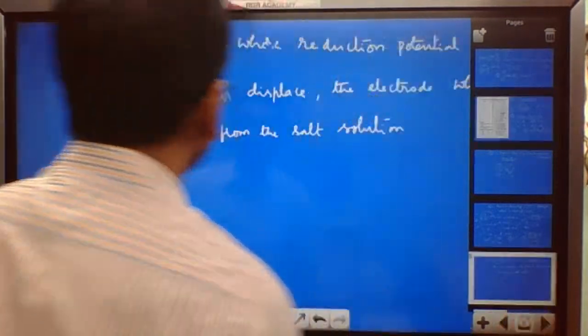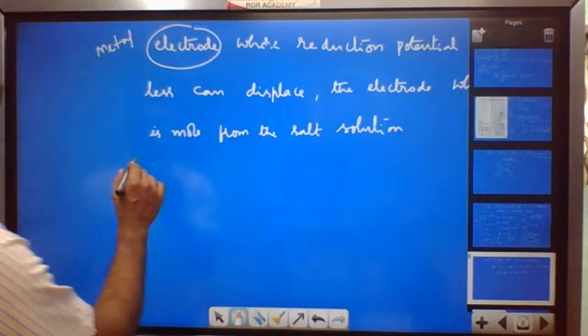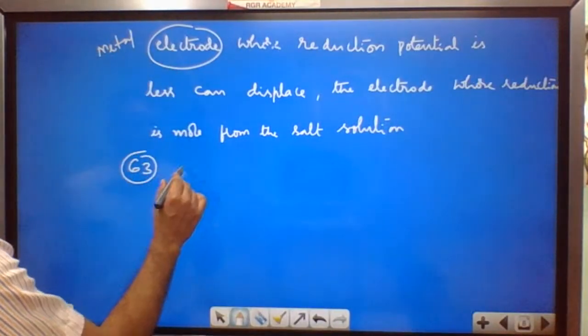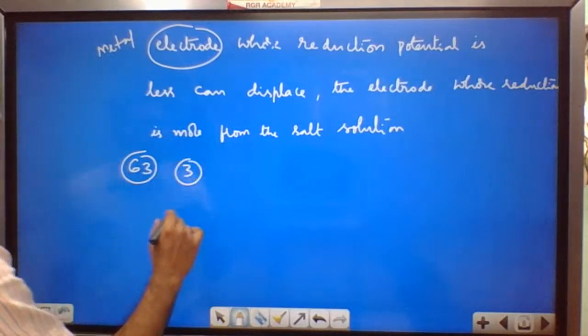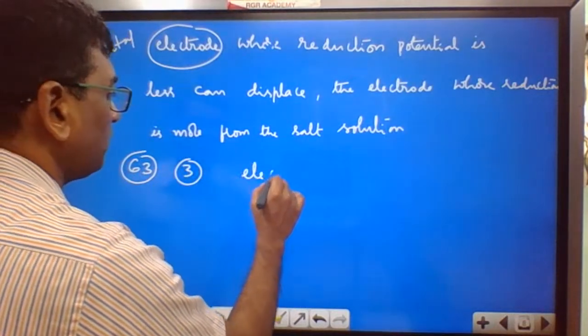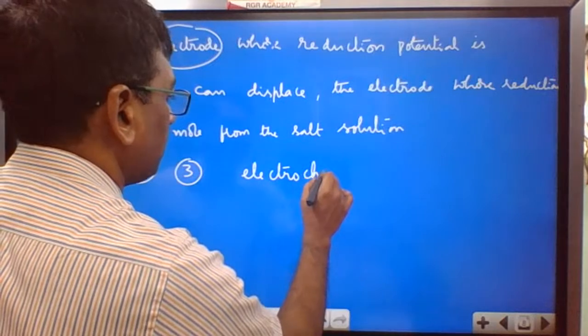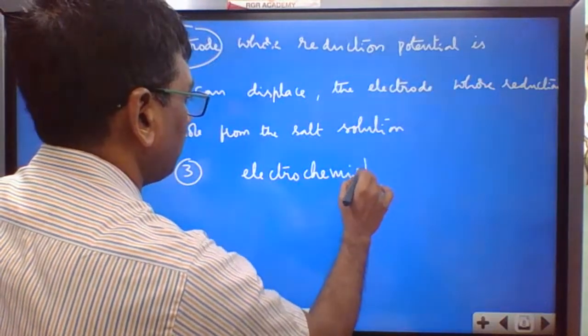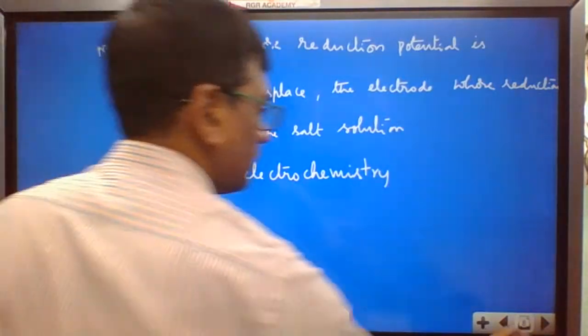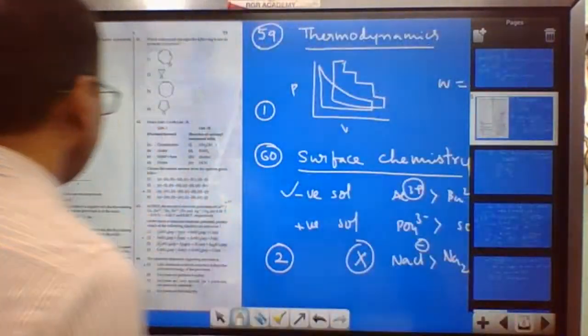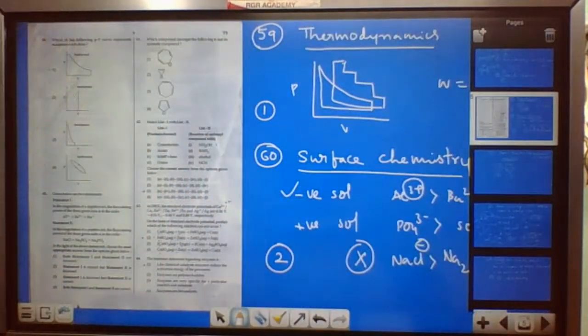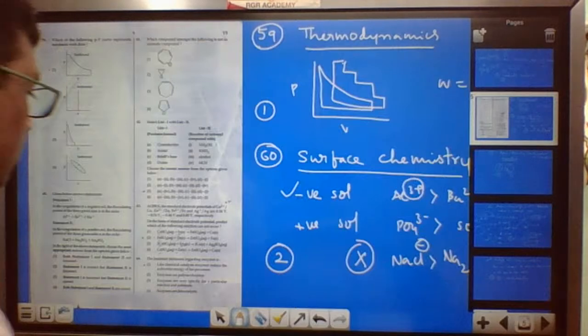That doesn't take place. So 63 is given from the third one, and it is given from electrochemistry. Clear, students? Understood? It is given from electrochemistry. So the right option is 3.